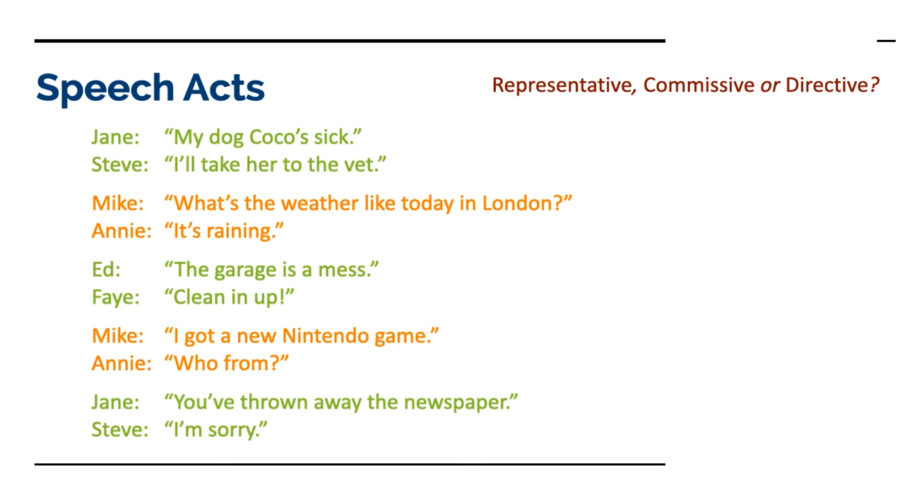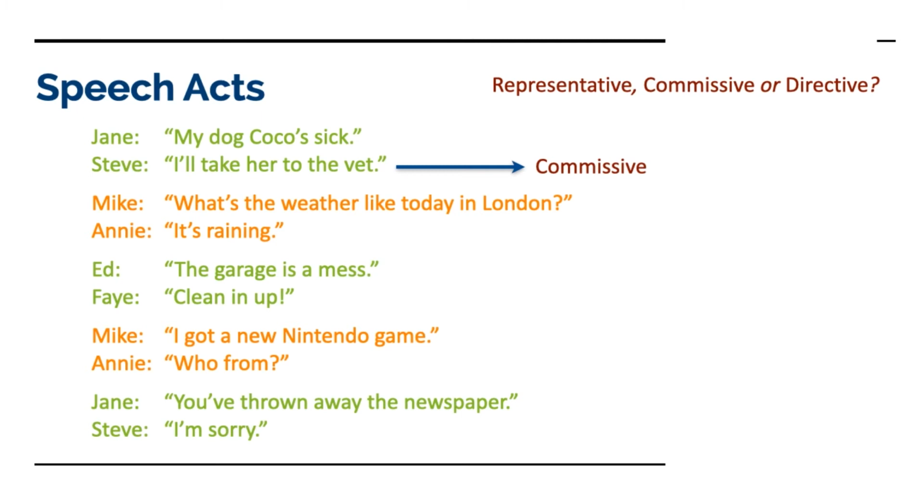Okay, let's take a look then at Jane and Steve. Jane says, "My dog Coco's sick." Steve answers, "I'll take her to the vet." Well, he's making a commissive because he's describing what he will do. He has not yet taken Coco to the vet, but he's going to do that. And so he commits in his words to doing some later action that will make the situation in the world match the words that he says.